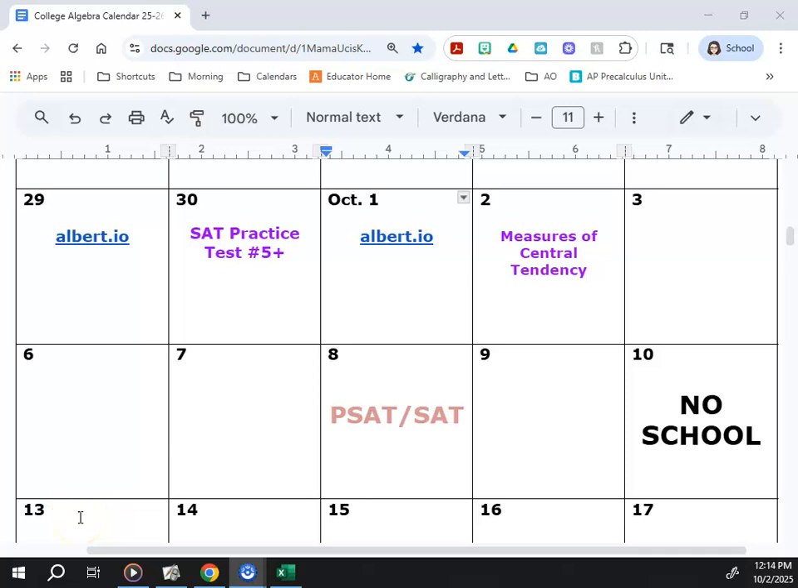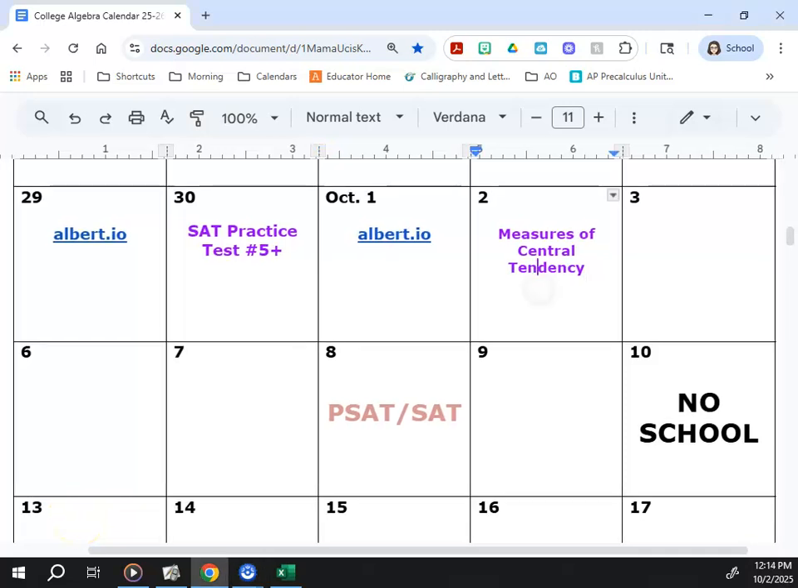Okay, so the first thing I want to draw your attention to is what's on the calendar here. Measures of central tendency. That's what we're doing today. Those are the fancy words. It means mean, median, and mode. Okay? Measures of central tendency. Makes it sound way more complicated than it is.